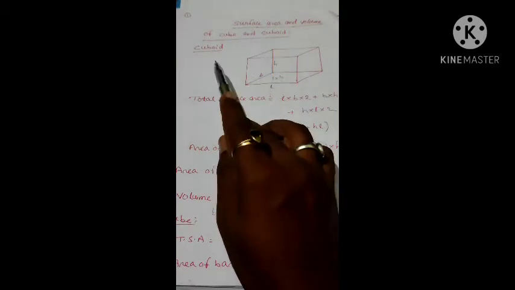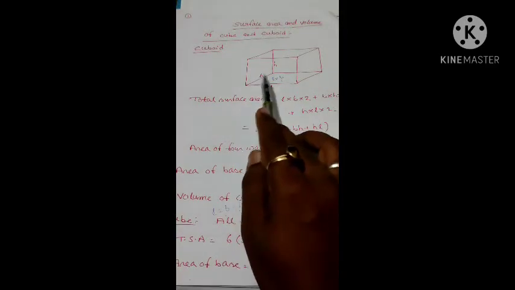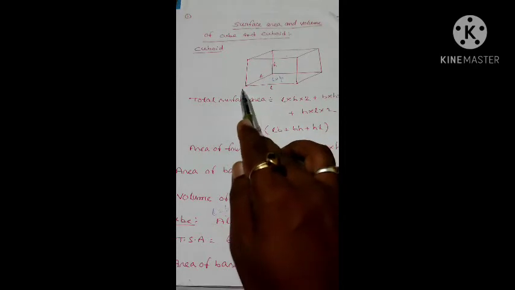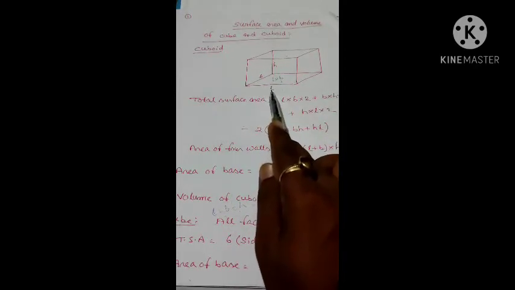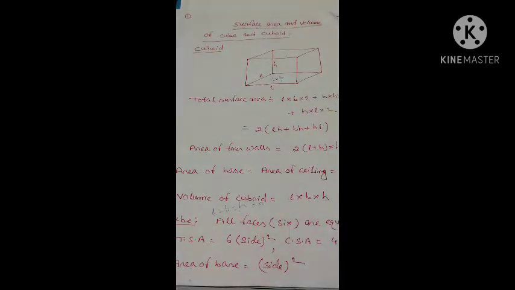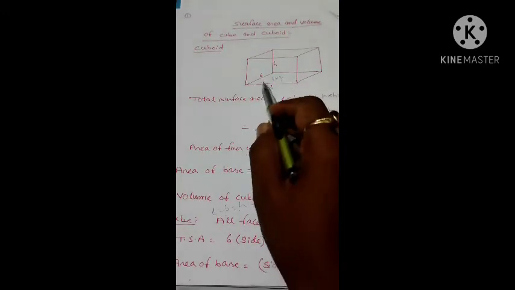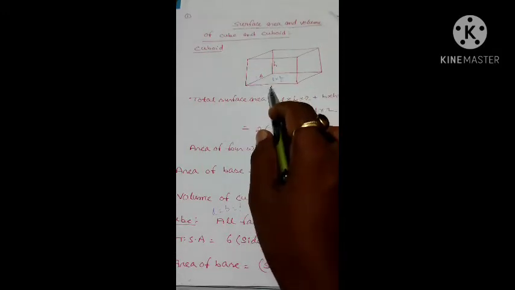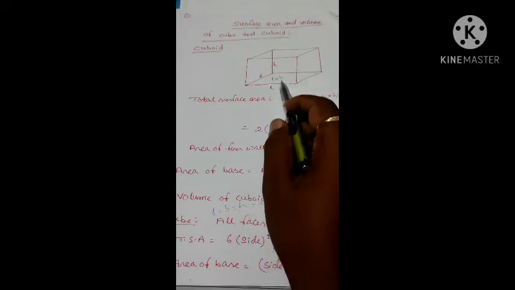As we know, in a cuboid there are 6 faces and each face is different in dimensions. We can see that in a cuboid this is the length, this is the breadth, and this is the height. So length, breadth, and height may not be equal. If I want to find the area of this cuboid, I have to find the area of each of the 6 faces. So this face is a rectangle, and as we know, the area of a rectangle is length into breadth. So here length is L and breadth is B, so it will be L into B.